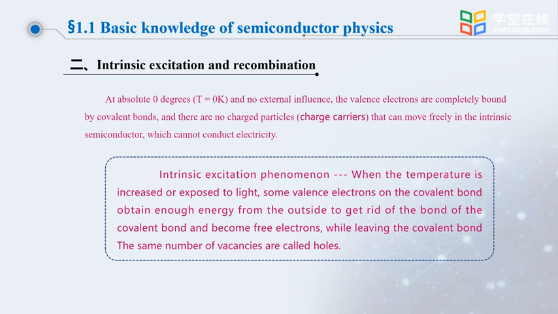But when the temperature rises or the light shines strongly, some of the valence electrons on the covalent bond will get enough energy from the outside to break free from the covalent bond and become free electrons. When a free electron detaches from a covalent bond, a corresponding vacancy is left on the covalent bond, which is called a hole. Free electrons and holes are produced at the same time. We call them free electron-hole pairs. The process of producing free electron-hole pairs is intrinsic excitation.